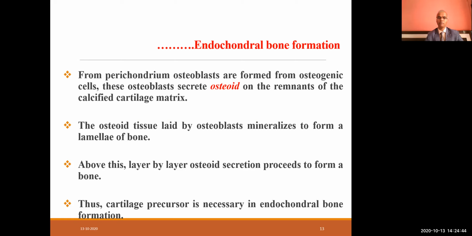So from the perichondrium, two types of cells are formed. One is the osteoblast, which secretes the osteoid matrix, and the fibroblast, which secretes the collagen fibers. So these osteoid tissues laid down by the osteoblast mineralize to form a lamella of bone. And above this, layer by layer, osteoid secretion proceeds to form bone. Thus, a cartilage precursor is necessary in endochondral bone formation.